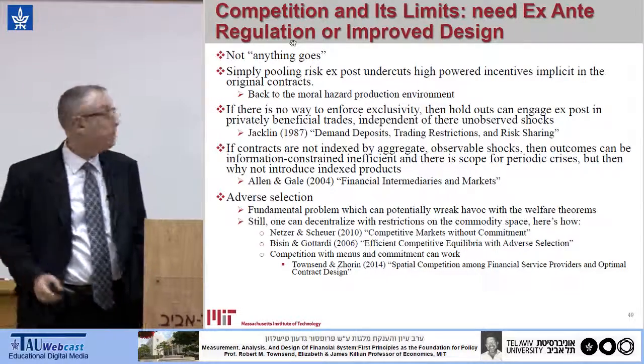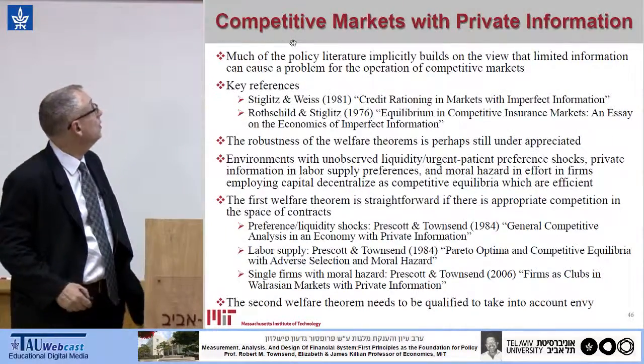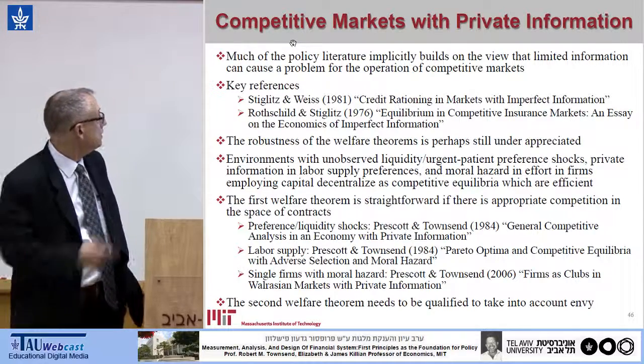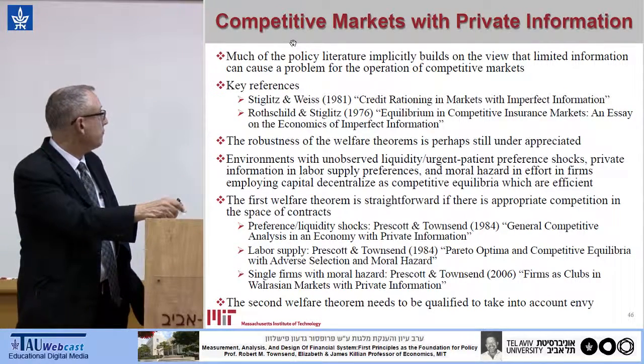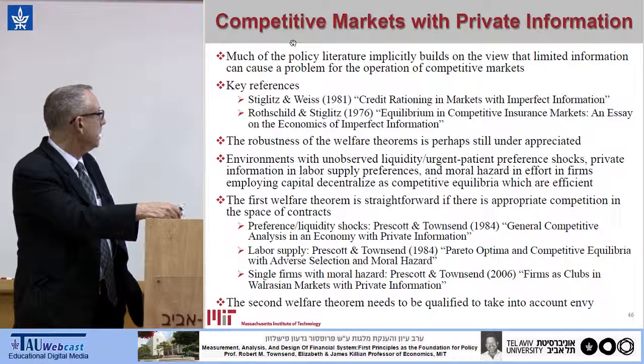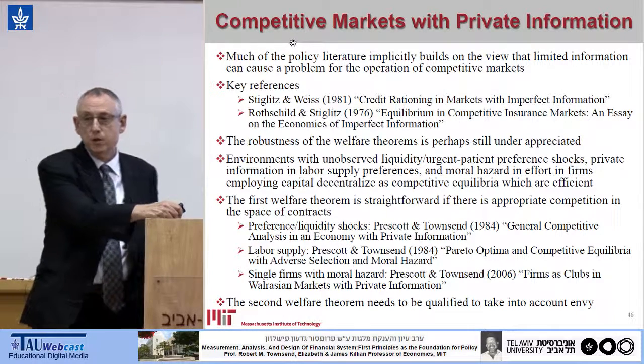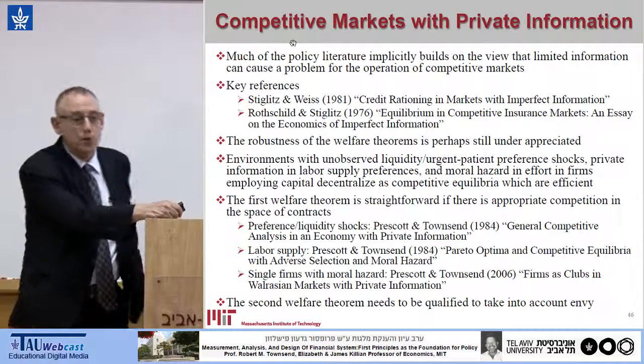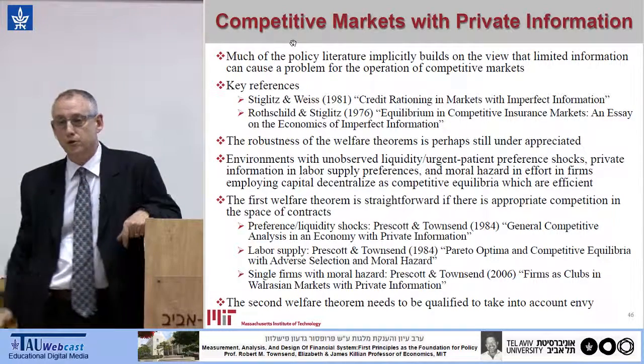No, that's why I introduce all these obstacles. So, I mean, you could have unobserved preference shocks, you could have labor supply that's contingent on your underlying household situation, you can have households running firms which are subject to moral hazard. So the contract that emerges from all of that is not full insurance.